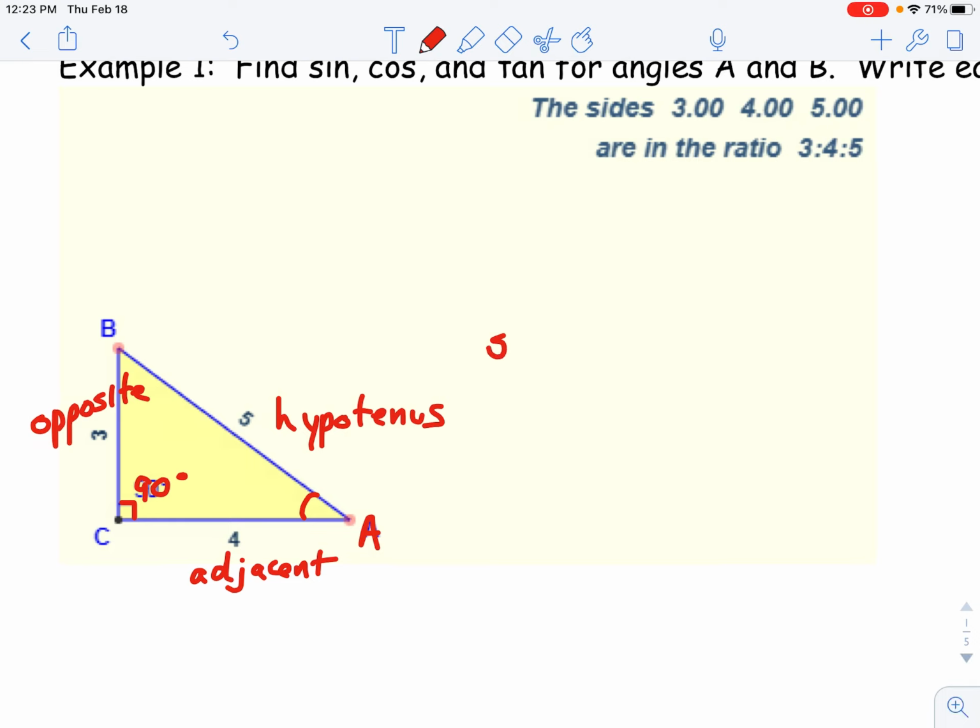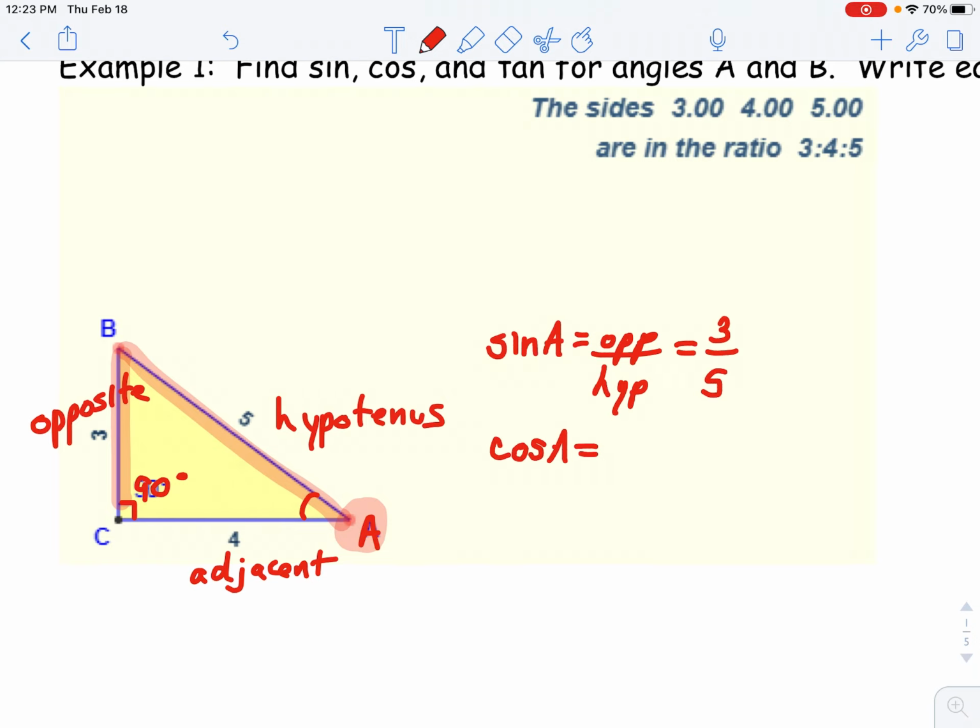So this is what we're going to do. We're going to do the sine of angle A. And we're going to write these down a lot so we remember: opposite over hypotenuse. I'm abbreviating just a little bit. All right, so the opposite side of angle A is 3. So it's going to be 3 over the hypotenuse, which is 5. And that's it. The sine of angle A is the ratio of 3 over 5.